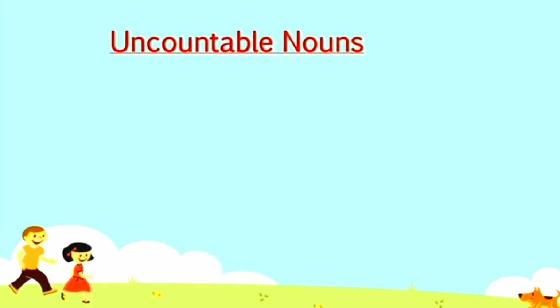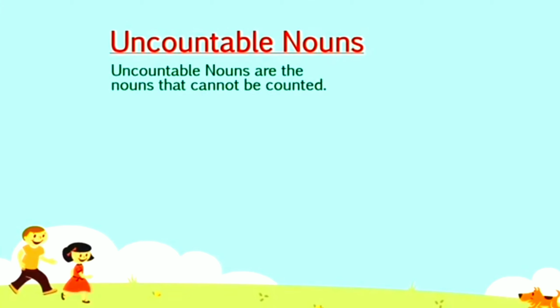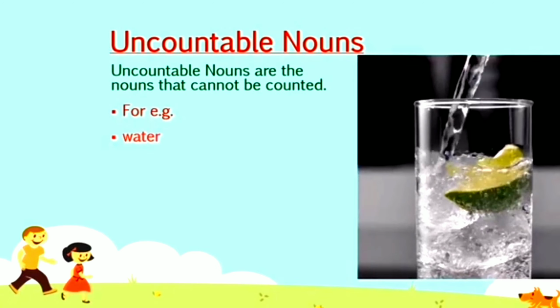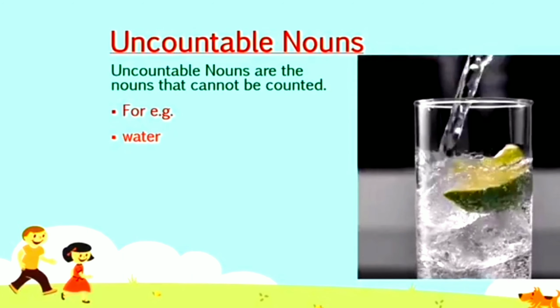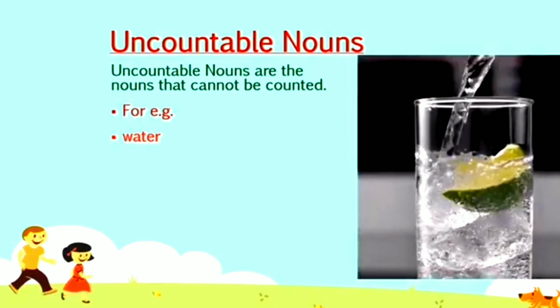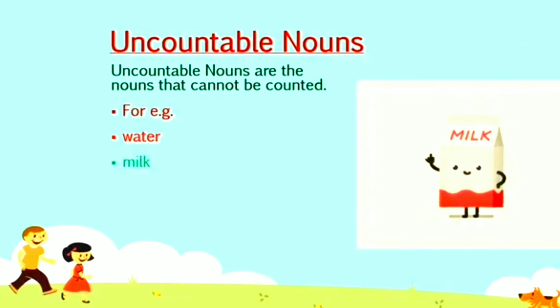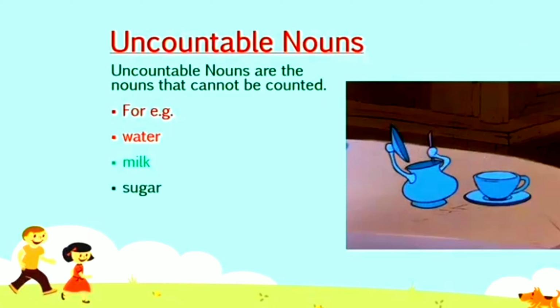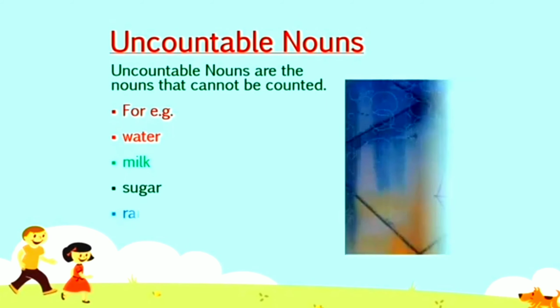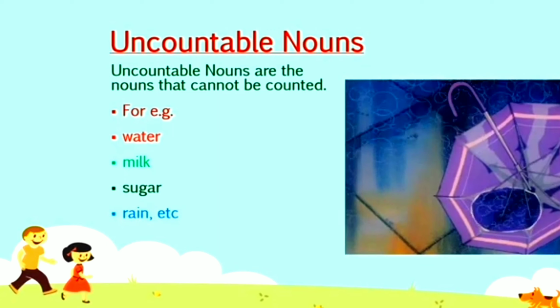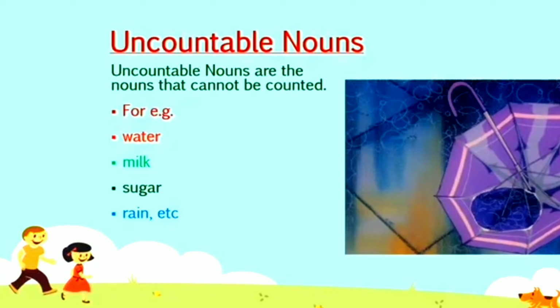Now, what are uncountable nouns? Uncountable nouns are the nouns that cannot be counted. For example, water. Can we count water, children? No. So, water is uncountable. Milk. Can you count milk? No. Sugar. Can you count sugar, children? No. Rain. We cannot count these things. That is why these nouns are called uncountable nouns.